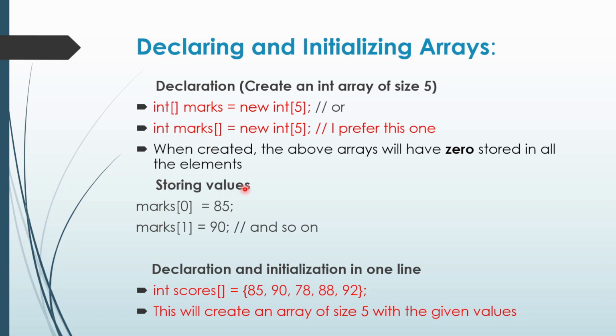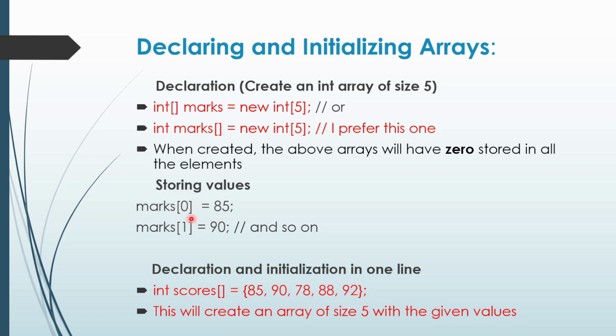How do we store values into each of those elements now? The elements will always start with the position number 0. So how do I tell the computer to store 85 in the first position? The first position in Java is actually the 0 position. So we'll write marks[0] = 85. Now what does this statement tell the computer? The computer is told that 85 is to be stored in an array called marks in element number 0. That is the first element.